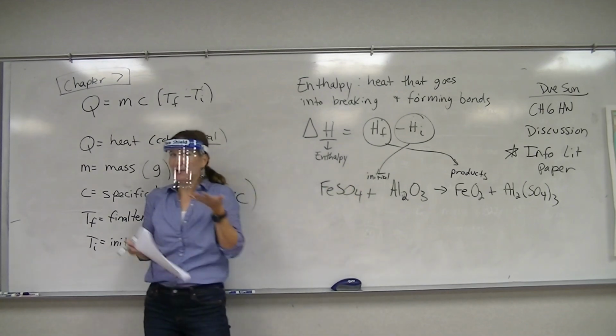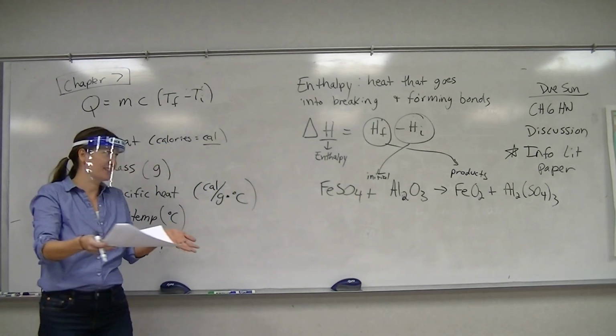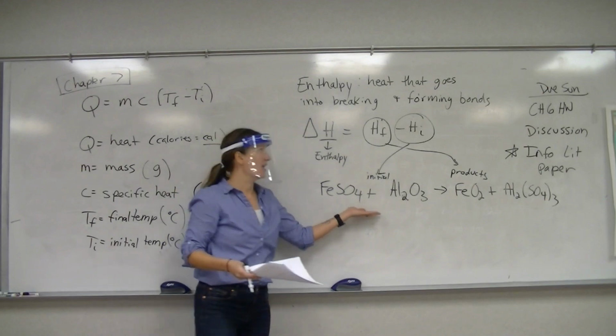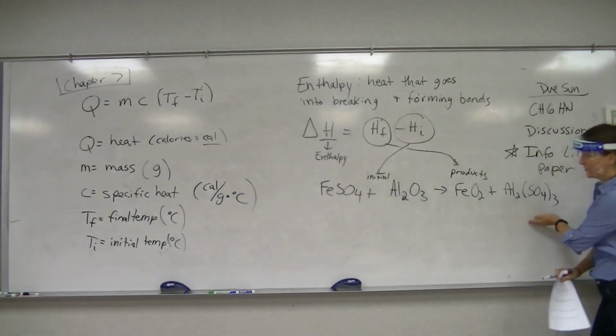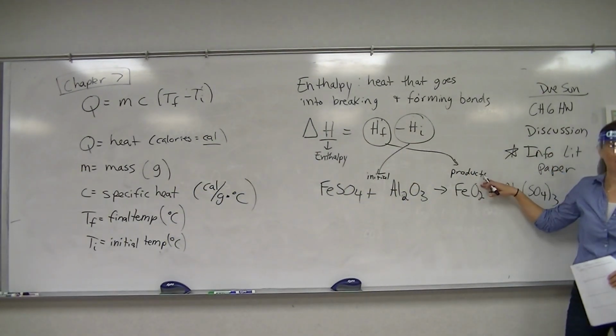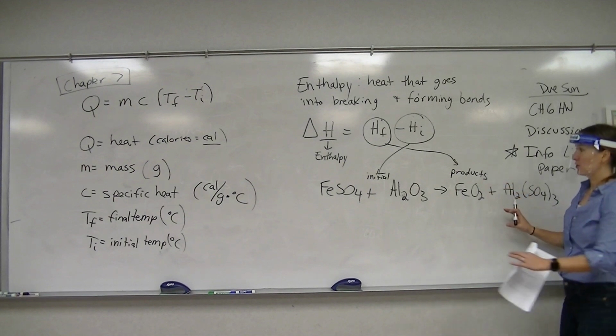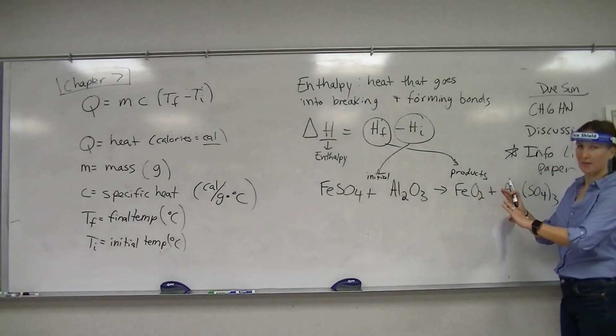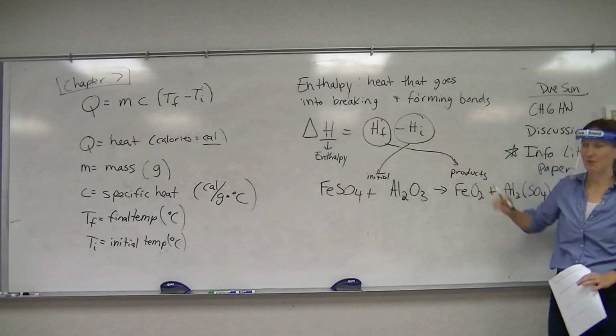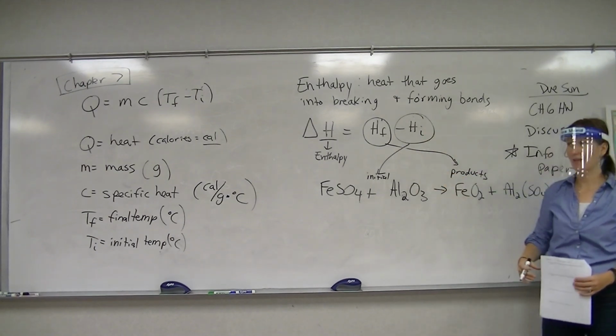Because the initial, what you're starting with, what you're putting in the flask, is the reactants, right? And then what you're getting out of the flask is the products. So that's why it's your final. That's why it's the HF. So you're taking these values and comparing them, or finding the difference between them to get our total change in enthalpy.